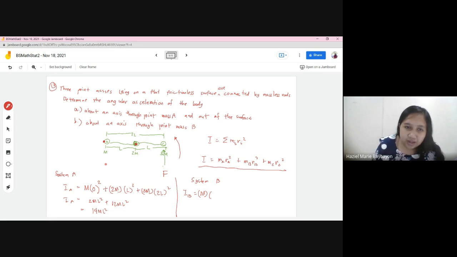Alright, so for M, the distance from the axis to A is L. So we have ML squared plus M sub B is 2M, and R sub B is 0. Plus your M sub C, 3M, multiplied by R sub C squared. Your C is a distance L from the axis for system B, so L squared. So I have here ML squared plus 3ML squared, which is equal to 4ML squared.